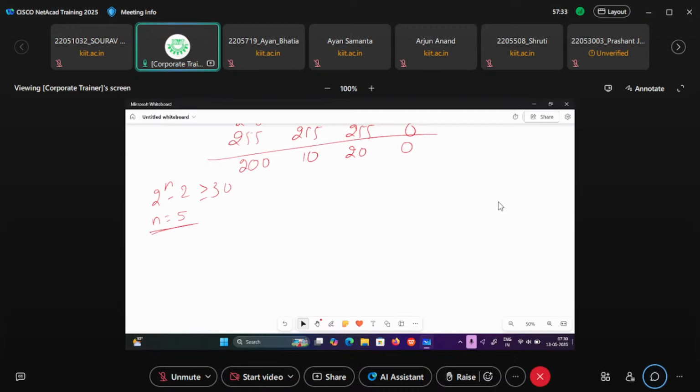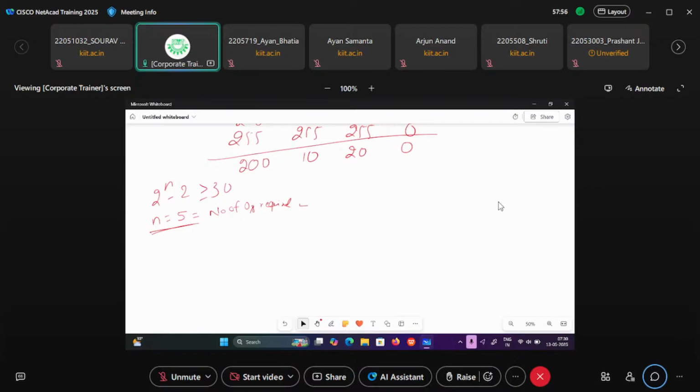Okay. Now in this case, if the n value is 5, it means the number of zeros required is 5, from right to left. So n equal to 5 is the number of zeros required, which is equal to 5, right?